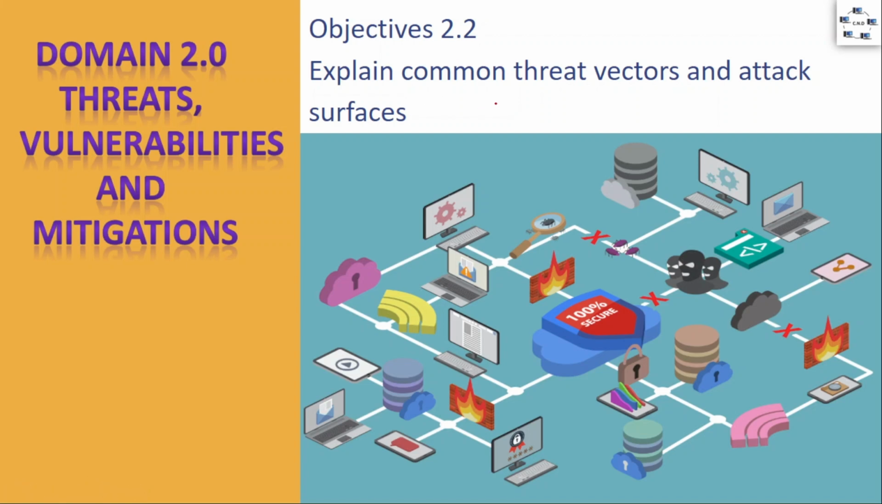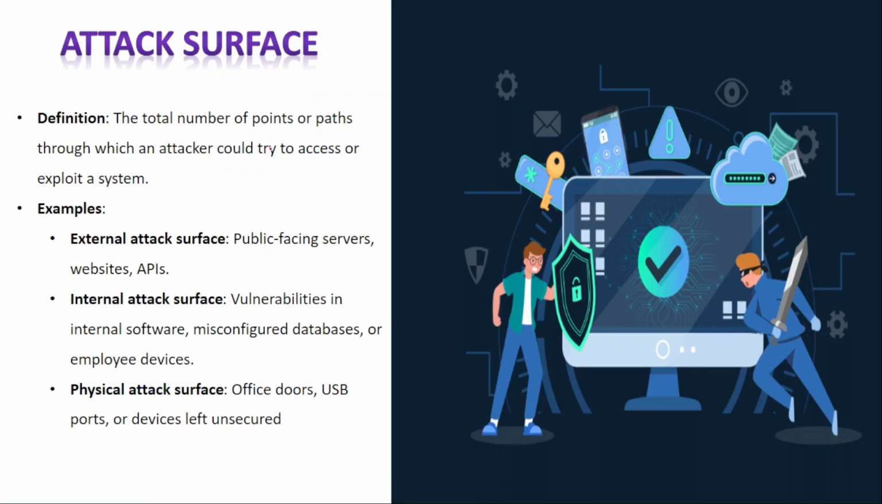Objective 2.2, explain common threat vectors and attack surfaces. Let's first explain the attack surface and threat vectors and the difference between these two. The attack surface is basically the total number of points or paths through which an attacker could try to access or exploit a system. As the definition explains, it is the total number of ways or entry points through which a system can be exploited. An example is the external attack surface, which is any attack surface that is publicly visible.